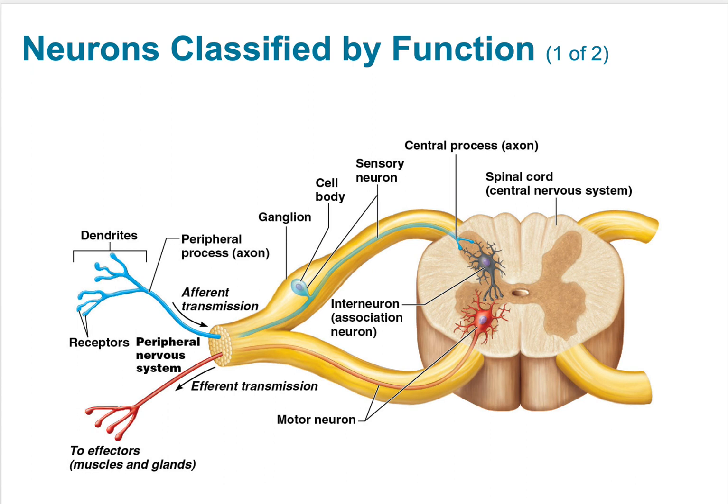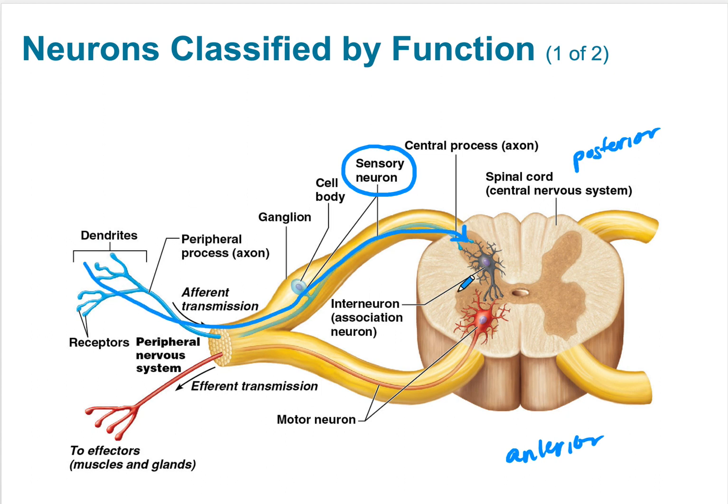Let me label it for you. Looking at this particular spinal cord, this is the posterior side, so this is the back of the spinal cord. This is the anterior side, the front of the spinal cord. Any of the blue here is afferent, so this is what's collecting information. This is going to be sensory. All the sensory input comes in and goes through the back of the spinal cord like this.